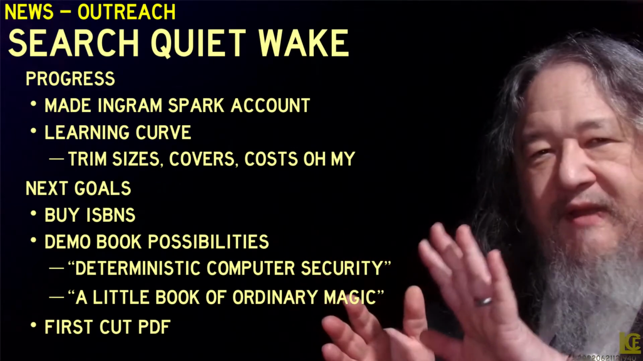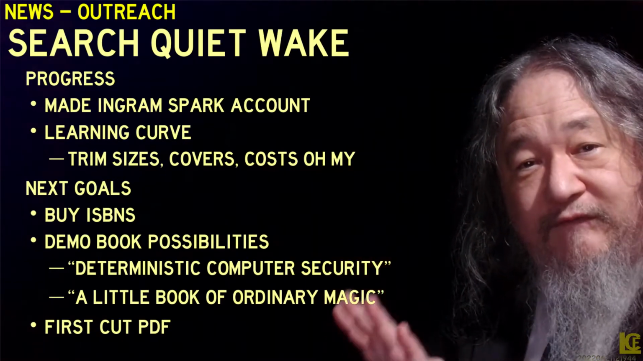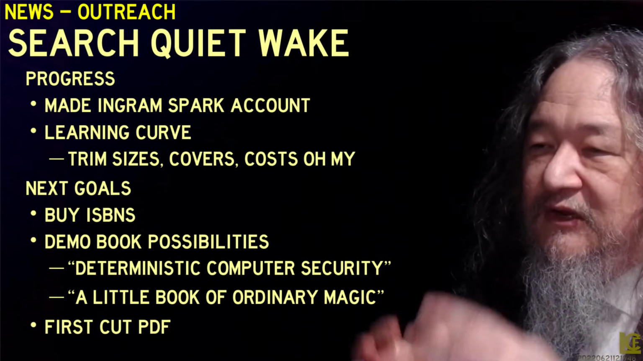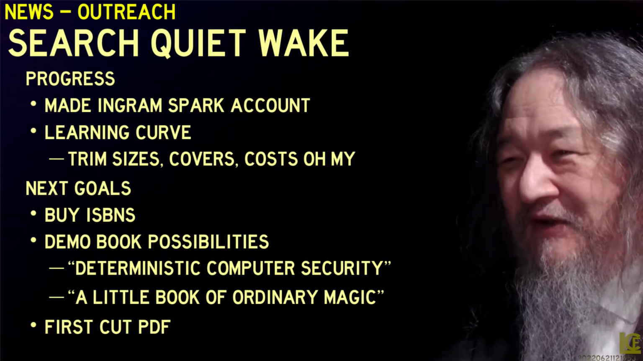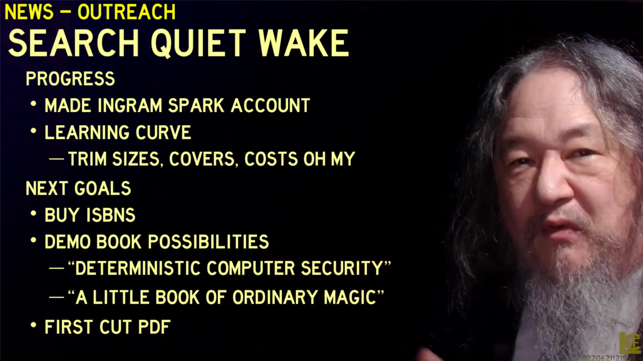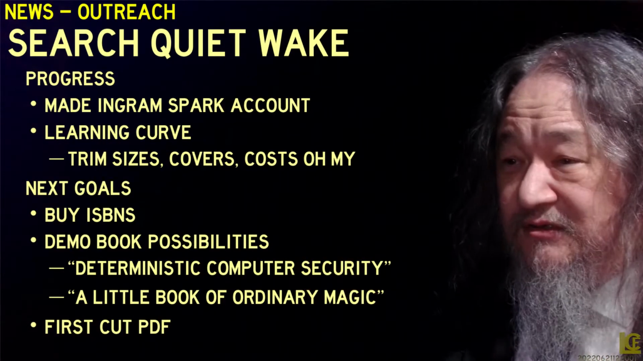So each pair of pages would be like a magic trick. You'd say a circumstance when this slogan could be helpful, and then you flip it over and there's blabbing about it, and then you go on to the next one. So we'll see. Deterministic Computer Security would be a lot quicker to try out. A book of ordinary magic would take a lot more work, but it might be more fun going forward. What do you think? Open to other suggestions too.